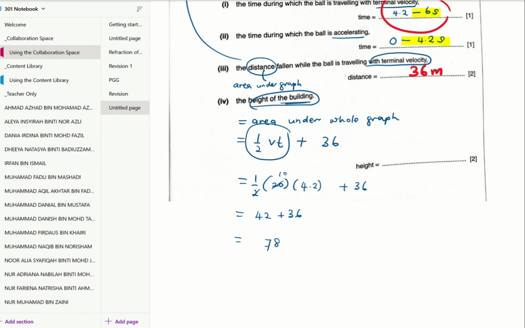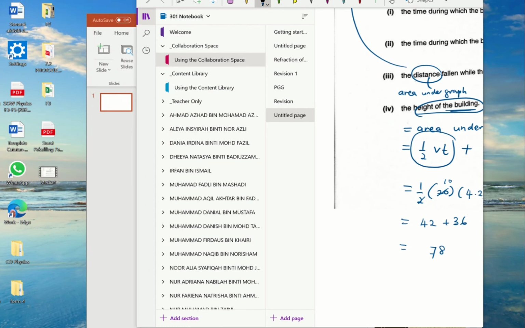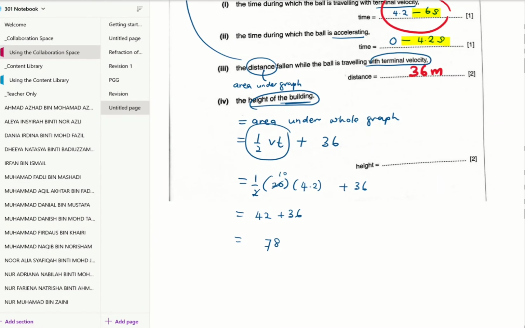Okay, we take from that. So make sure you understand, where do I get the 36 meters from? Right, hopefully everyone understands this one. You just need to understand what I do.